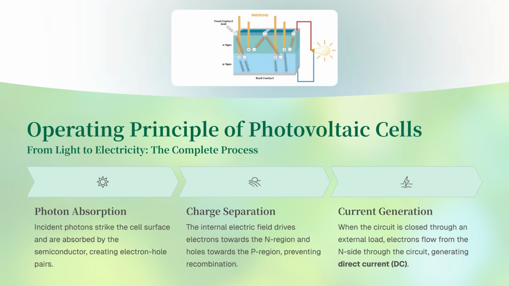flow from the N side through the circuit to reach the P side. This continuous flow is direct current, DC. This is how we convert solar energy into usable power for everything from small devices to entire electrical grids.